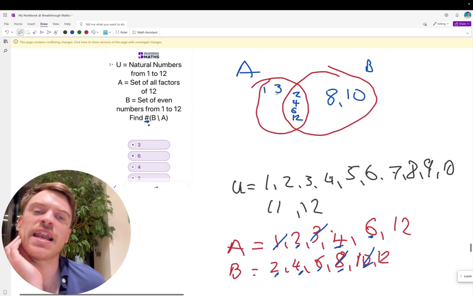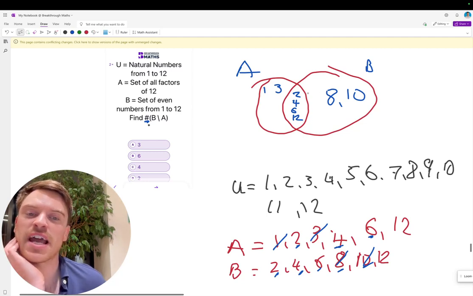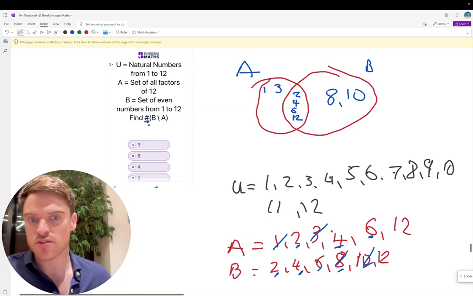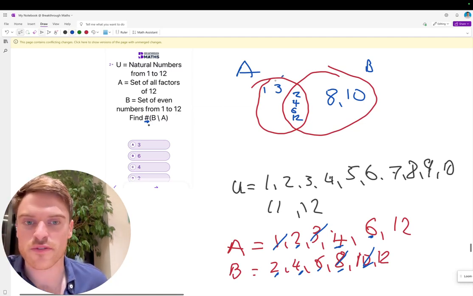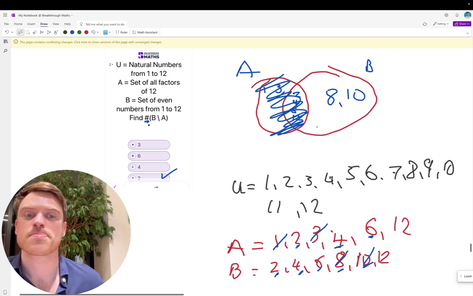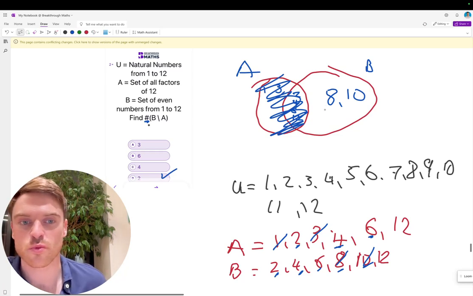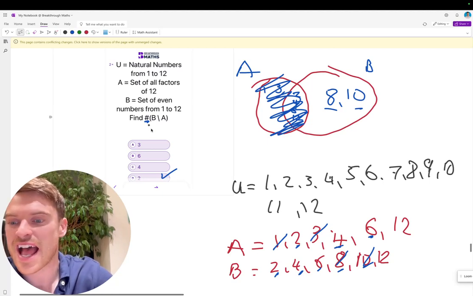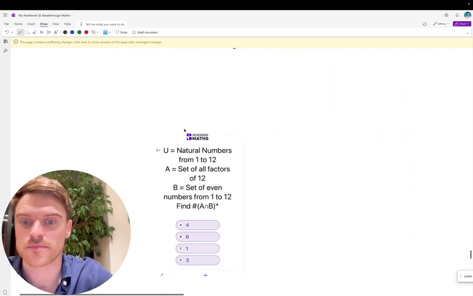Find the number of B less A. So everything in B, take away A. If you took away everything, like I use my hand, put your hand over all of A. If you cover all this, you're just left with 2 numbers. So the answer is D. It's not 8 or 10, it's just how many. So it's 1, 2. There's two things in there. That's what the little hashtag means. Does that make sense? All right.